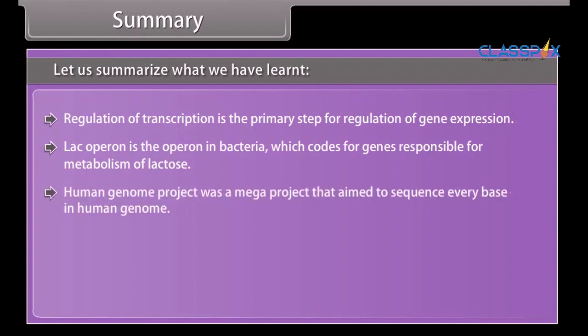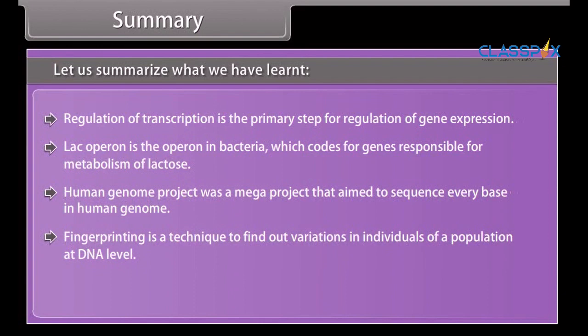Human Genome Project was a mega project that aimed to sequence every base in the human genome. Fingerprinting is a technique to find out variations in individuals of a population at the DNA level. It works on the principle of polymorphism in DNA sequences.